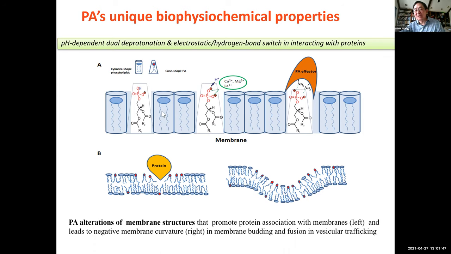It does not pack well, so when it is in membranes, it will cause this kind of curvature of membranes, this negative curvature of membranes. This curvature, as shown at the bottom, can enhance the protein interactions and also enhance the membrane trafficking, the vesicular trafficking process. This is number one in terms of biophysical effect.